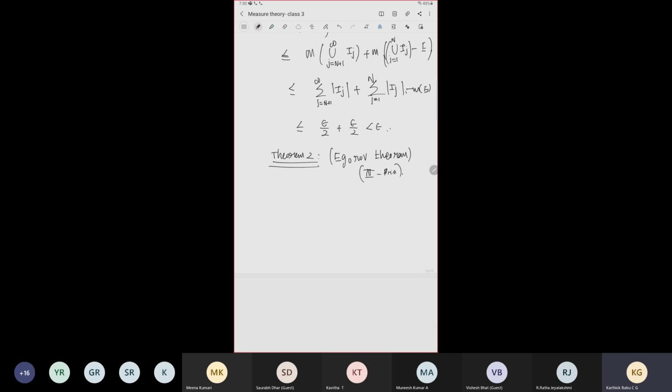So it is about a sequence of functions which converge pointwise, and then, except on some set, it converges uniformly. For this, suppose f_k is a sequence of measurable functions defined on the set E with finite measure.